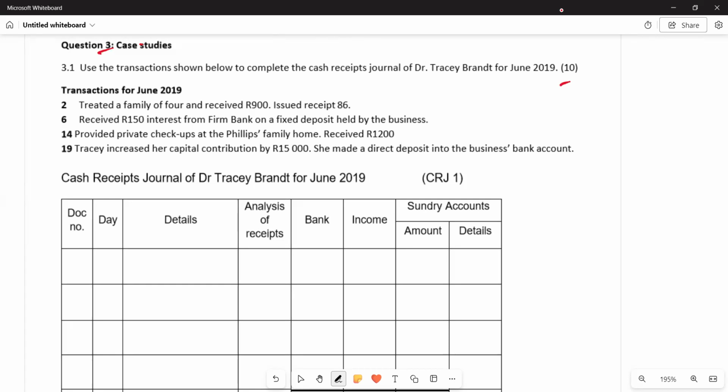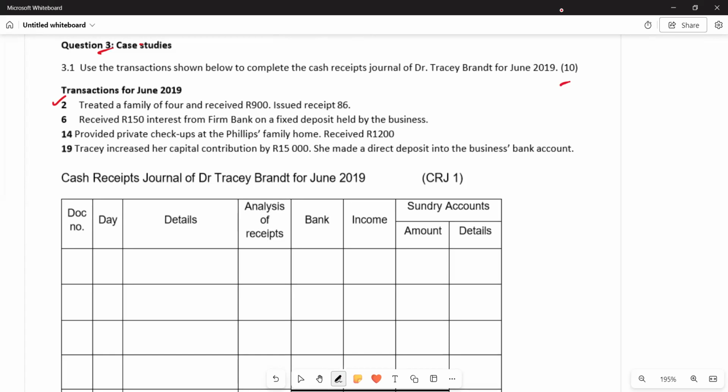So we are going to start by filling in the document number. Then we go to the day, and the last part we go to our sundry account. On our sundry account we also go to the section for amount and details. So we are going to go through what is required in terms of those columns as we go through our transactions. So we start with transaction 2, which is saying treated a family of four and received 900 rands, issued receipt 86.